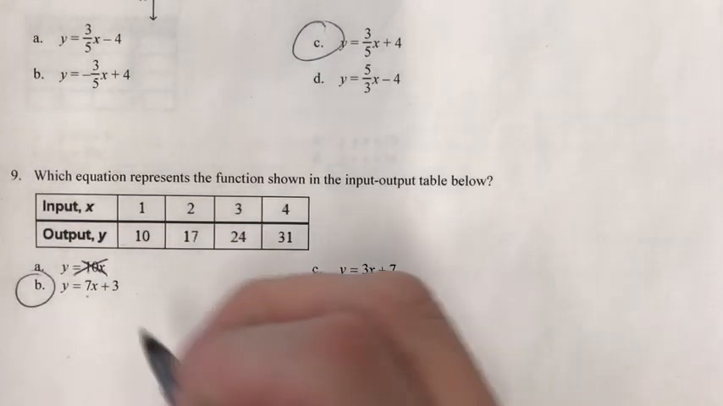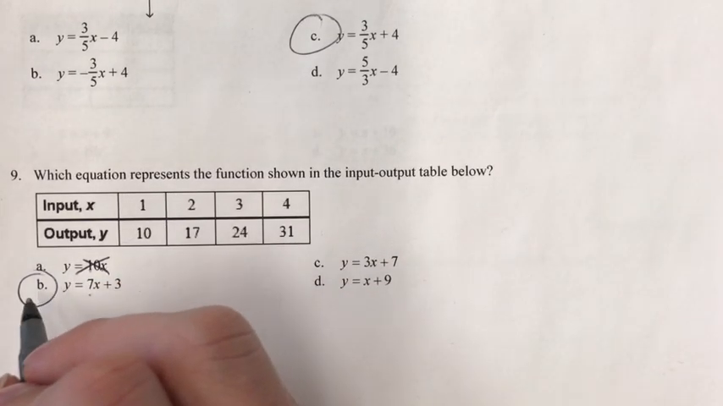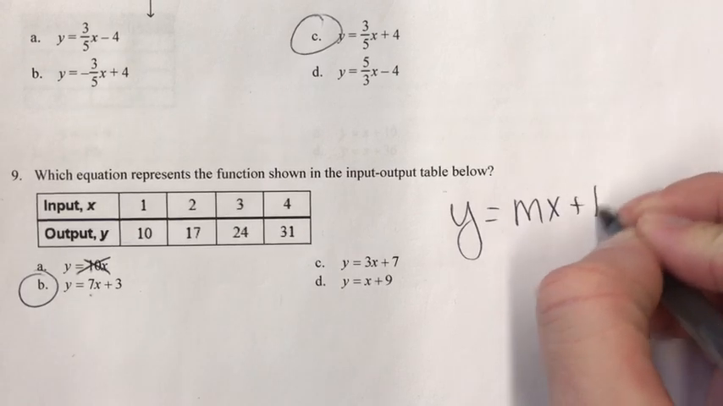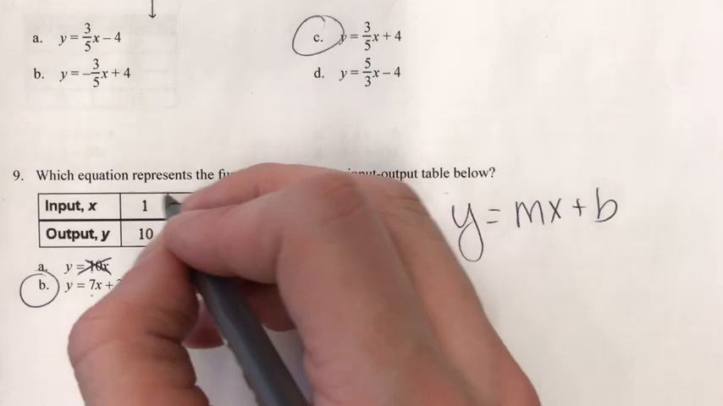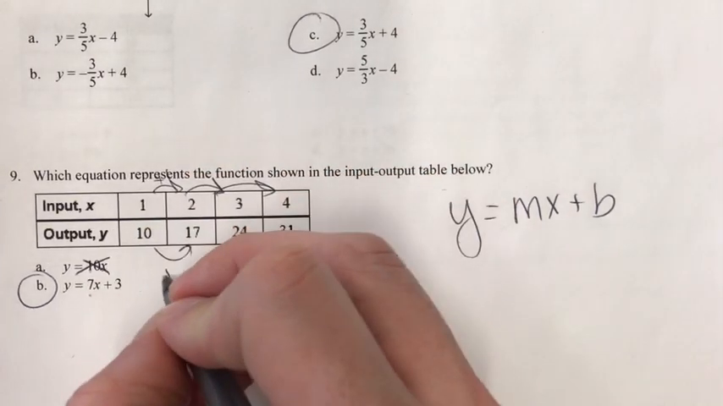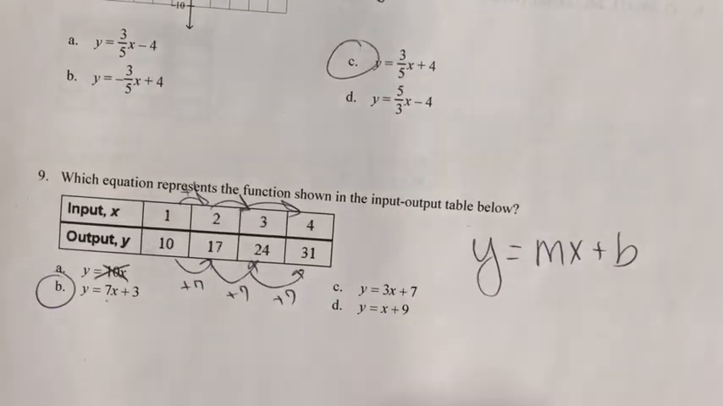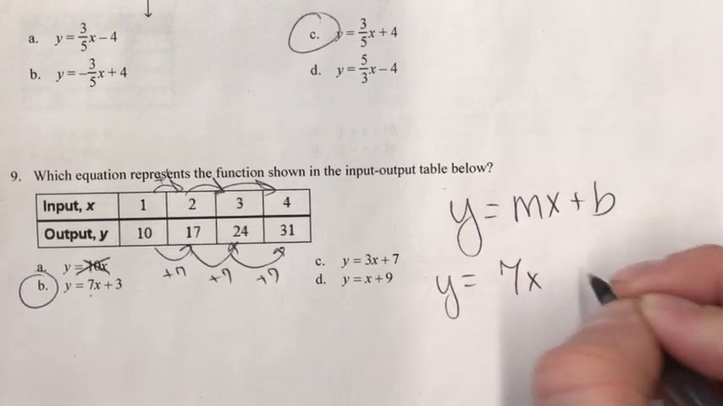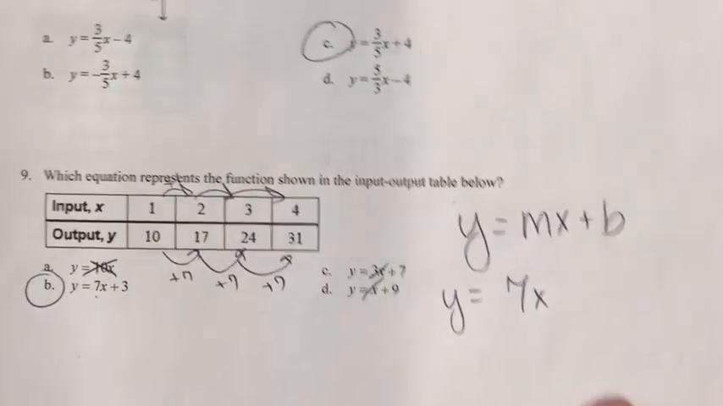Now, if I wanted to do this super quick, without a calculator, I would do the whole thing that I did the last couple times. Y is mx plus b, okay? It's the change in y's over the change in x. So this is plus 1, plus 1, plus 1. This is plus 7, plus 7, plus 7. So my slope is 7, y equals 7x. And I already hit my answer because none of these have 7 for a slope.